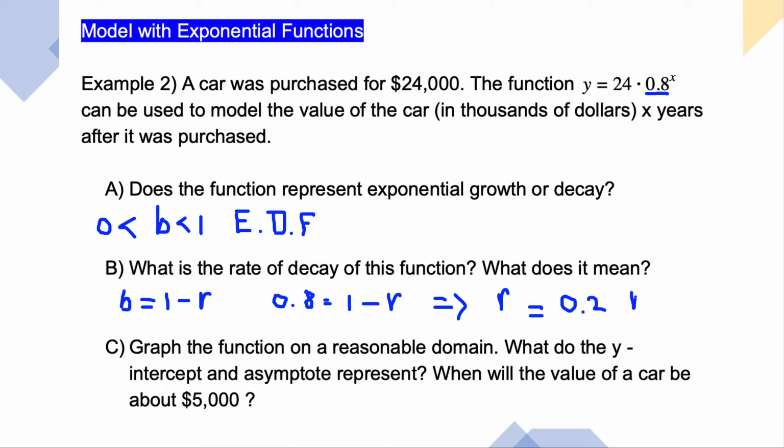When we convert this to a percentage, r is going to be equal to 20%. What does it mean? It means that the car loses its value, or decreases in value, 20% each year. And C says, graph the function on a reasonable domain. What do the y-intercept and asymptote represent? And when will the value of the car be about $5,000?